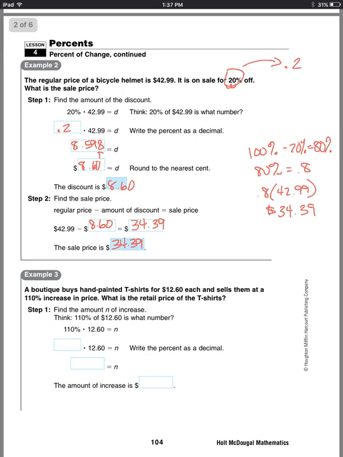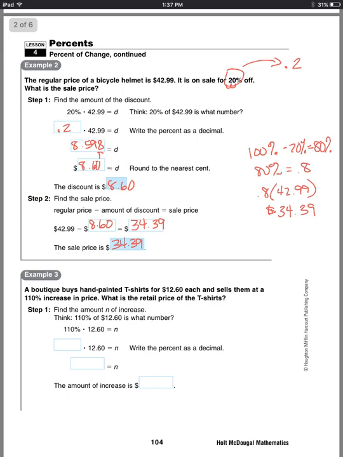Whether you want to find the amount of discount by multiplying it by the percent in the problem, and then subtract that from the original price, or if you want to subtract the discount given from 100 and multiply that decimal by the original price.